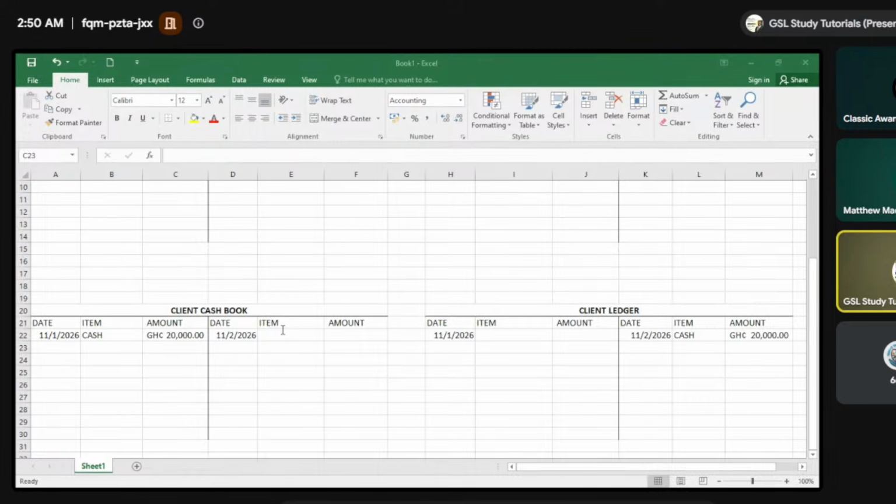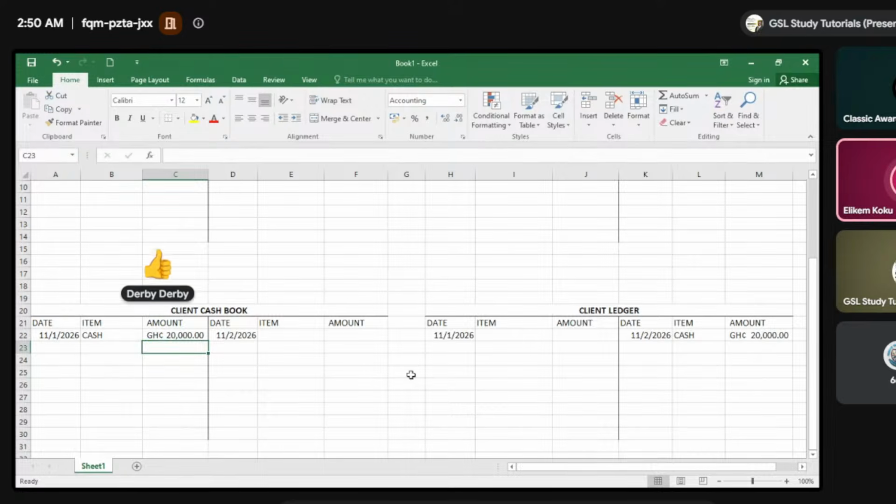Let's go back. So with this, we have to know. Let's come back to our basic learning. Is it a transaction affecting the client? If it is affecting the client, how do we treat it? Yes, it's affecting the client. So we all agree it's affecting the client, right? So we have to credit the client cash book, and then we debit the client ledger. Please, do we all agree?